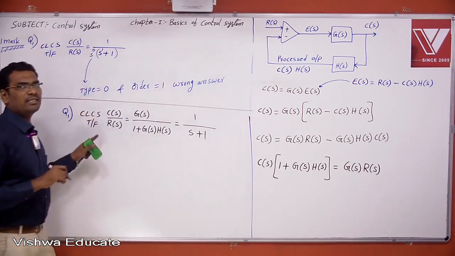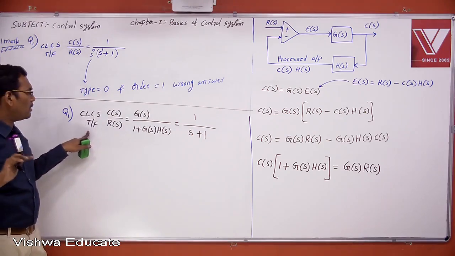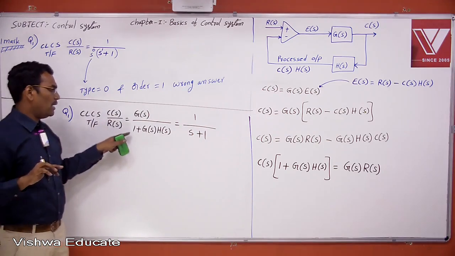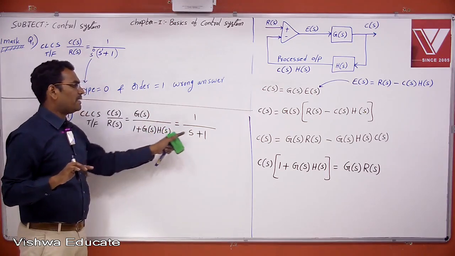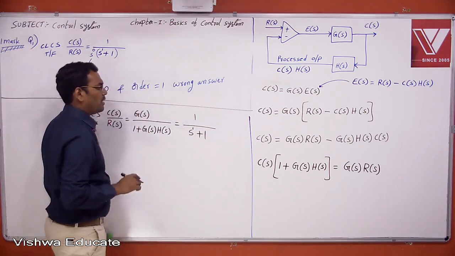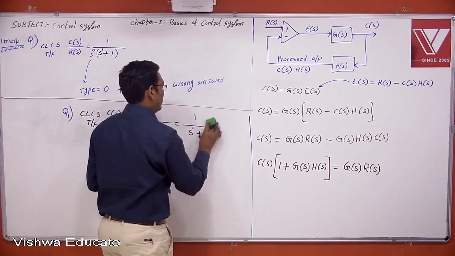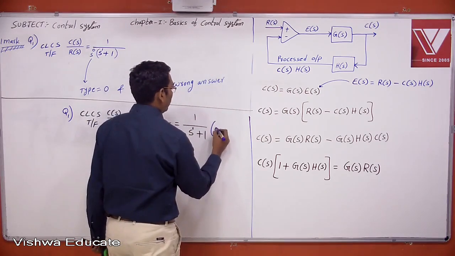This is equal to 1 divided by S plus 1, because in the question it is mentioned that this is the closed loop control system transfer function. The denominator polynomial is called the characteristic equation. The highest power in the characteristic equation is 1. Therefore, without any doubt, order equal to 1.